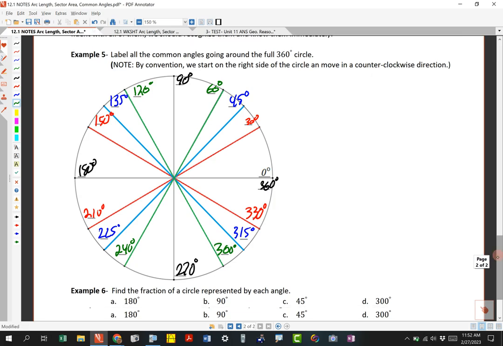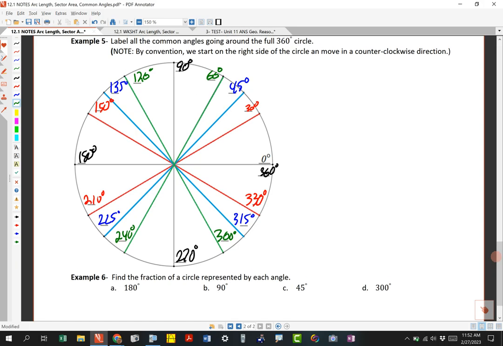Okay? Now, part of your assignment, there's a problem on your assignment where all you have to do is recite those. You just have to go around the circle and know that we go 0, 30, 45, 60, 90, 120, 135, 150, 180, and so forth. Everybody good there? Okay.